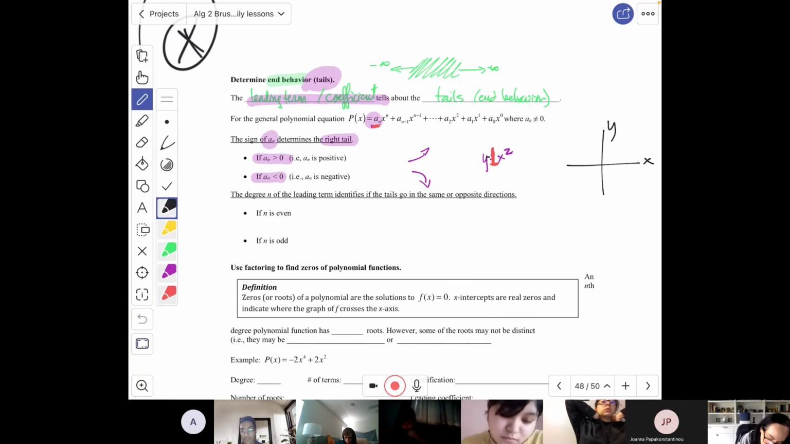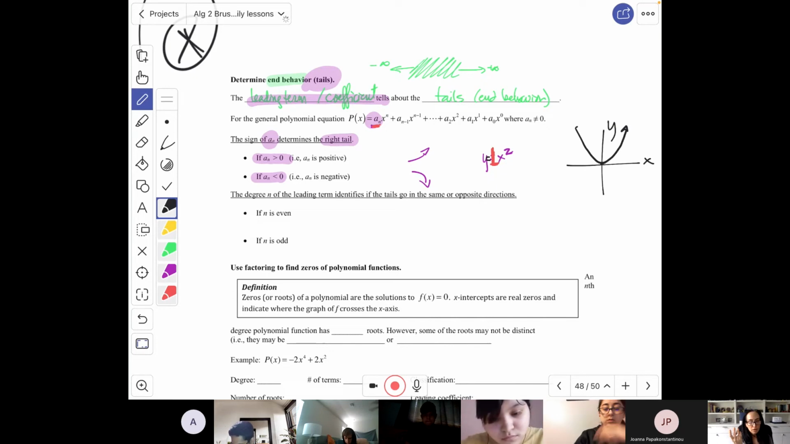So what can you tell me about the right tail for the graph? Since a is positive, what should the right tail do? Go up. It should go up, right? Well, isn't this just the parent quadratic equation?